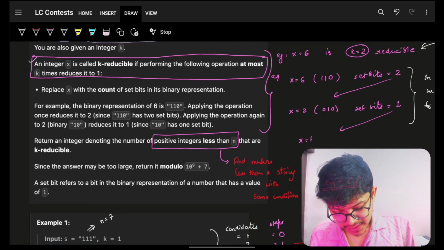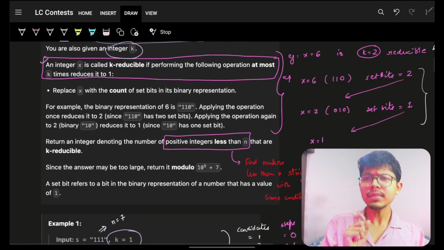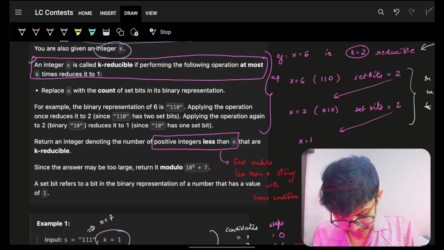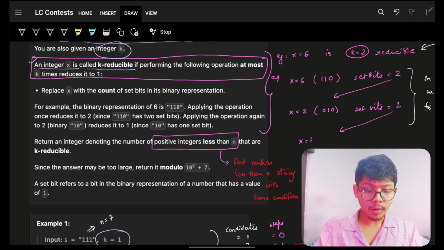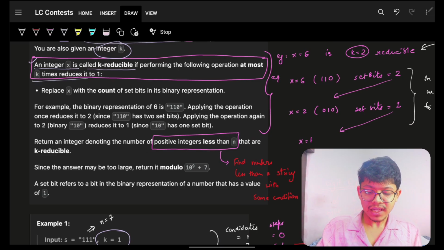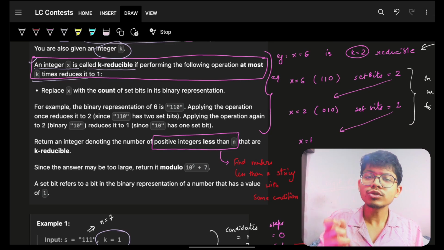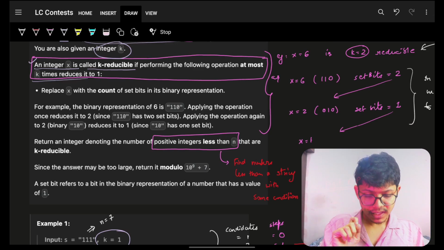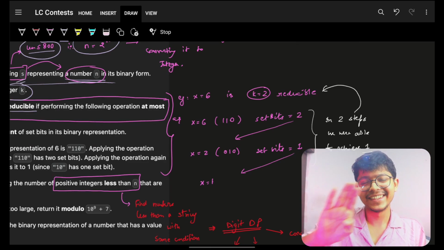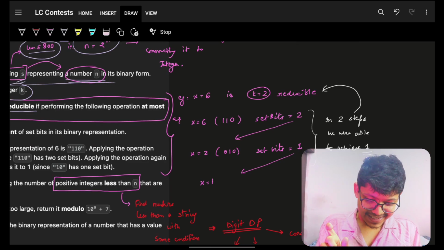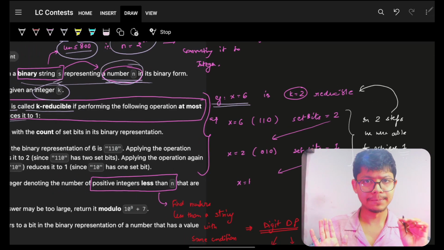Now, next it says that I'm also given an integer k. What does that integer k mean? It simply says that an integer x is called K-reducible if performing the following operation at most k times reduces it to 1. This is itself one of the most critical and most complicated statements in the entire problem. I'll explain why. If you understand it, it will take minutes for you to get the actual solution also.